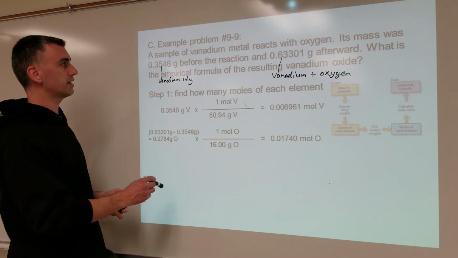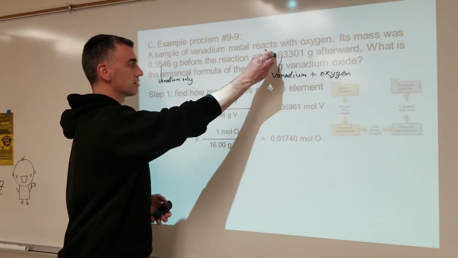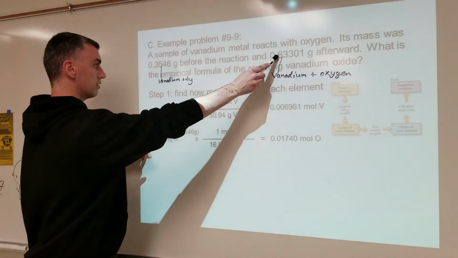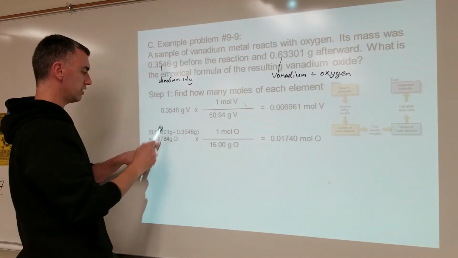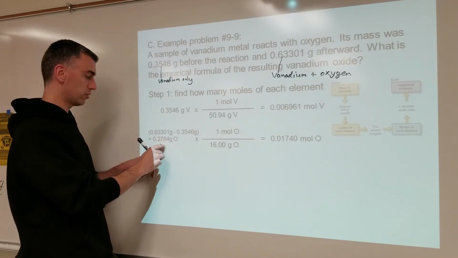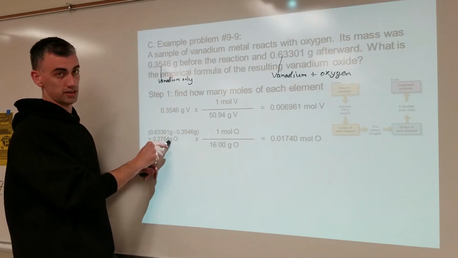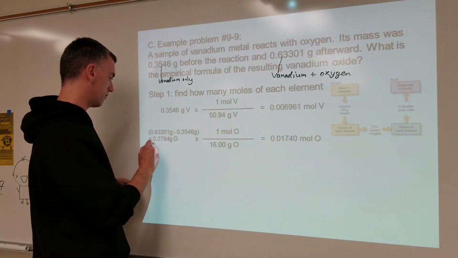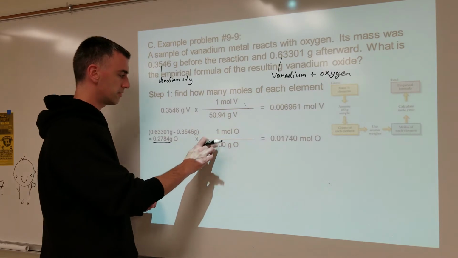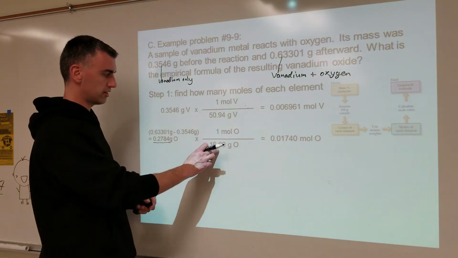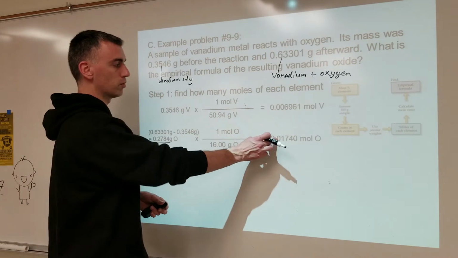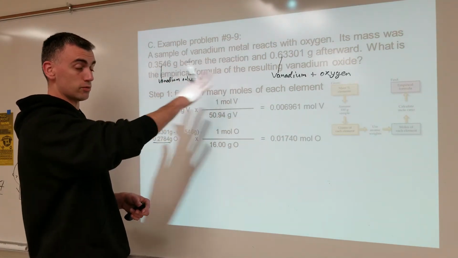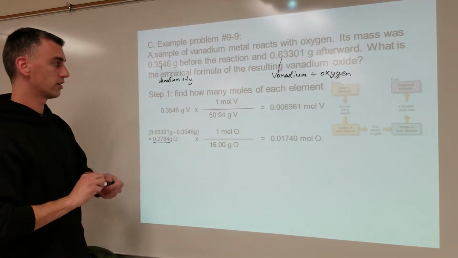Here what I'm doing is I'm taking the combined mass and subtracting out vanadium to get oxygen only. So this number minus this number equals this number, which would be the mass of oxygen only, 0.2784 grams of oxygen. And you take that 0.2784 grams of oxygen times 1 mole of oxygen divided by 16.00 grams of oxygen to get moles of oxygen. So that's really important. Make sure you understand what these numbers are standing for.